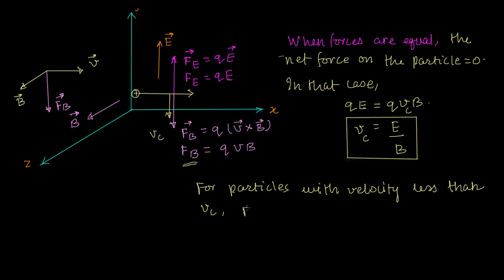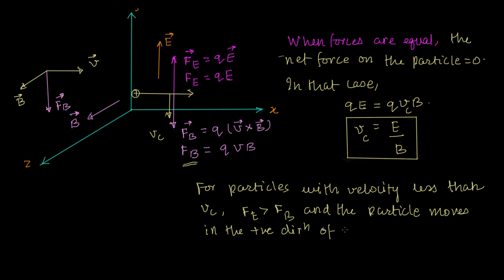Then Fe becomes greater than Fb, and the particle moves in the positive direction of the y-axis. Yes? Is this straight or diagonal? Straight. No, it will move like that. If the velocity is less, it kind of moves like that.